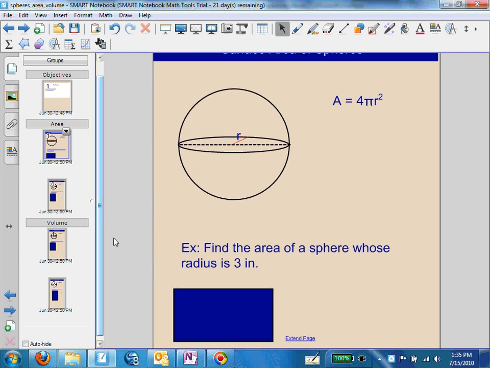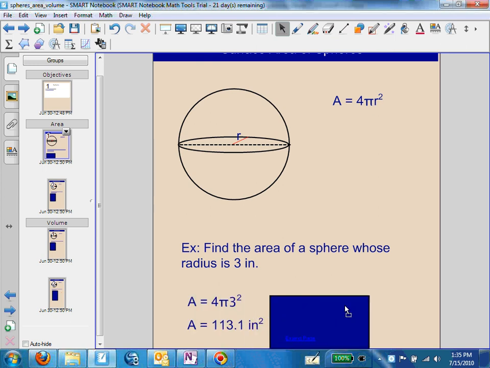To find the area of a sphere whose radius is 3 inches, all you need to do is plug in 3 in the place of radius in your formula. So when you do, you have 4 times pi times 3 squared. And when you put that in your calculator, the answer is 113.1 inches squared.